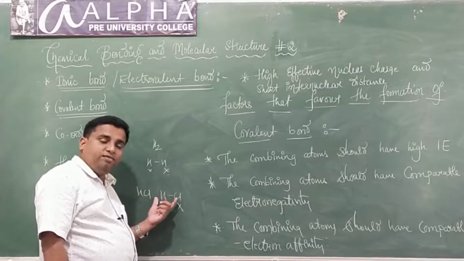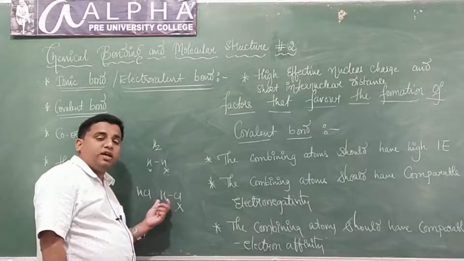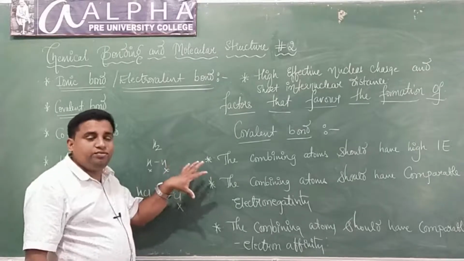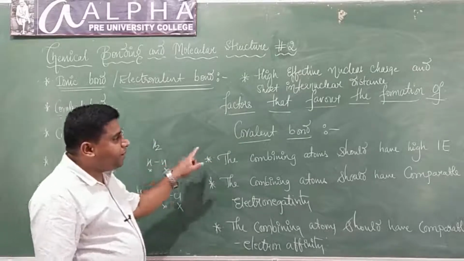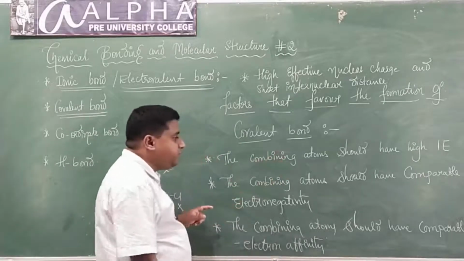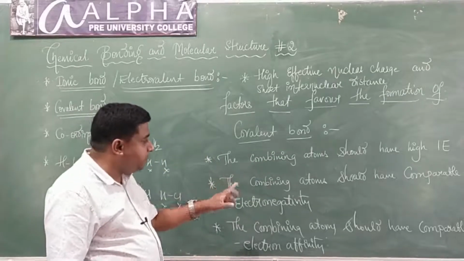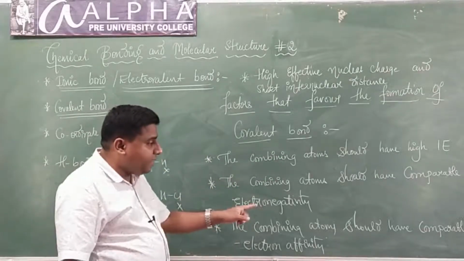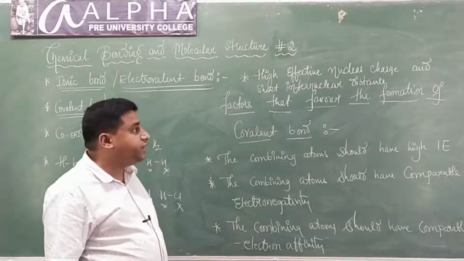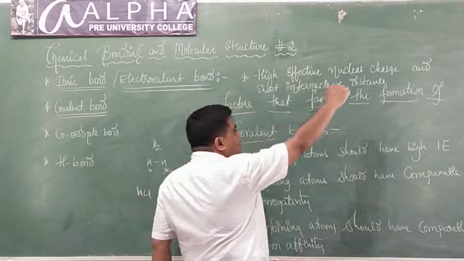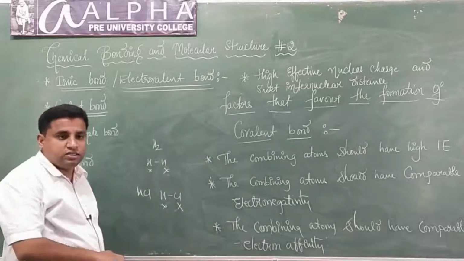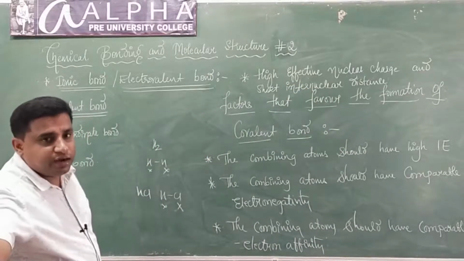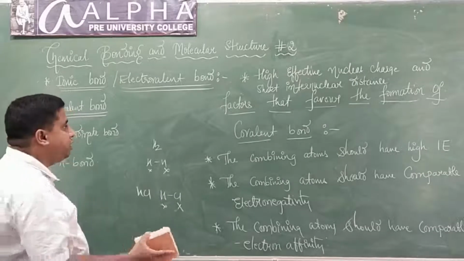These are all the different factors that favor the formation of a covalent bond. The combining atoms should have high ionization enthalpy, comparable electronegativity, and comparable electron affinity, and they should have high effective nuclear charge and shorter internuclear distance. Students, are we clear? Yes.